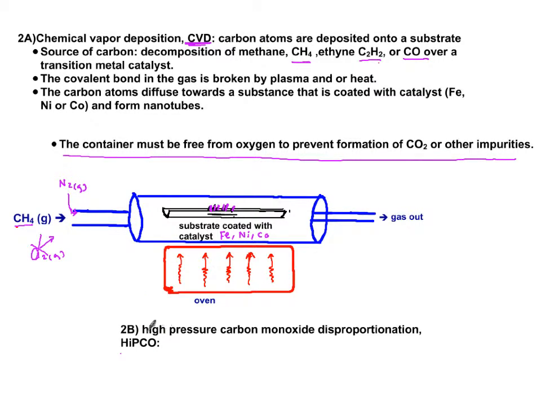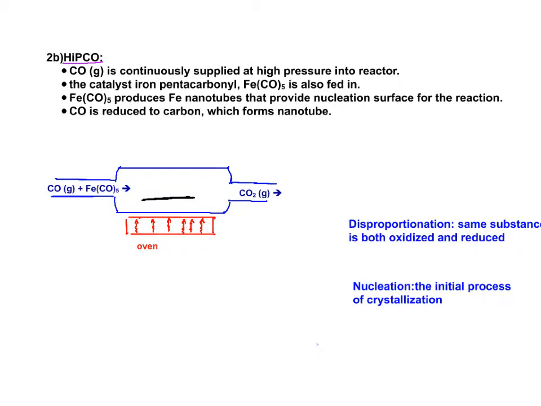There is another version of this known as high pressure carbon monoxide disproportionation, and I'm going to get into that in the next slide. So let's just look at it together. Now, high pressure carbon monoxide disproportionation definitely involves carbon monoxide that goes in. It's fed at the same time with a catalyst known as iron pentacarbonyl. It has 5 carbon monoxide. And what happens to this is, first you produce nanoparticles of iron, and then the carbon is going to grow on that. So there is something known as nucleation. So eventually you will have your nanotubes being produced.